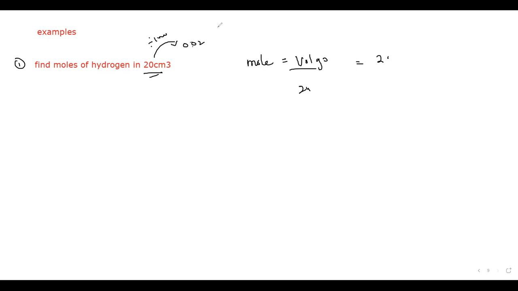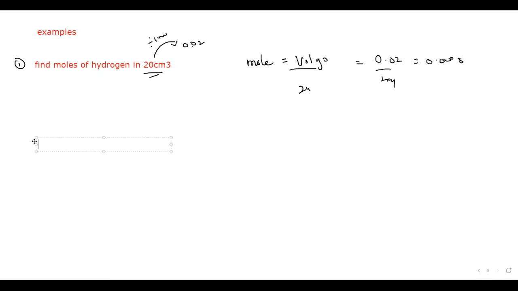So this will be 0.02. 0.02 divided by 24. What's the answer? So 0.0008.